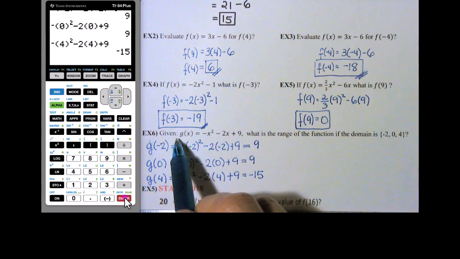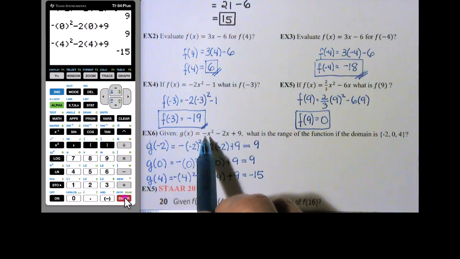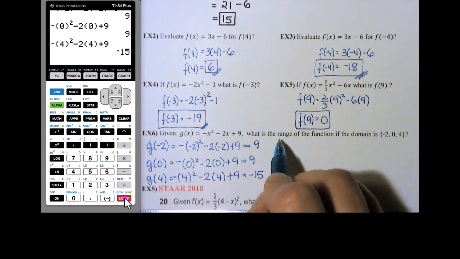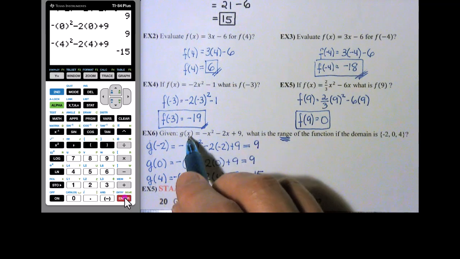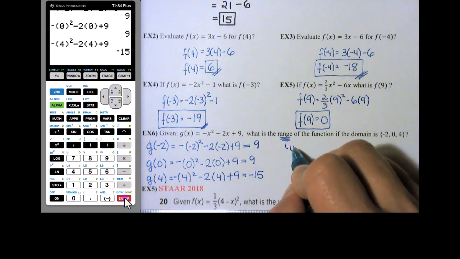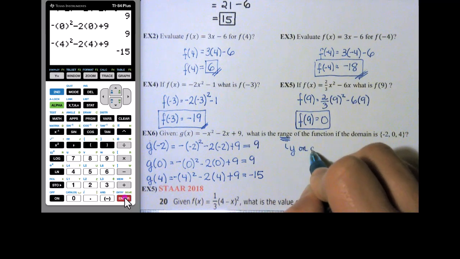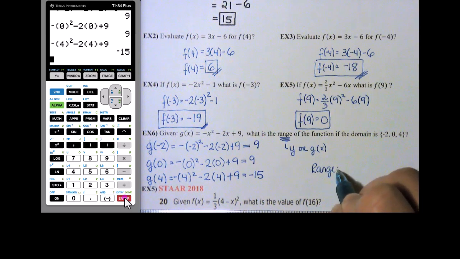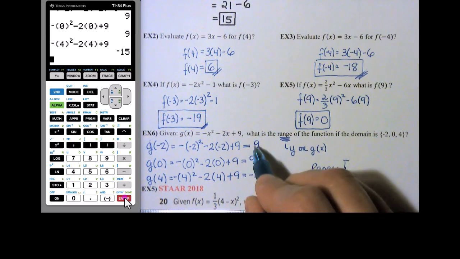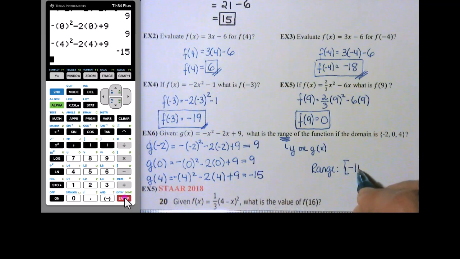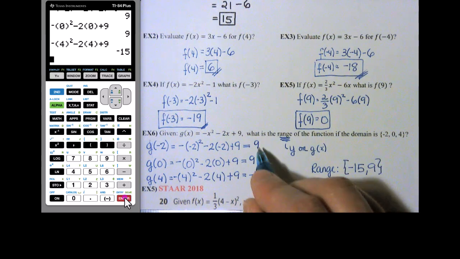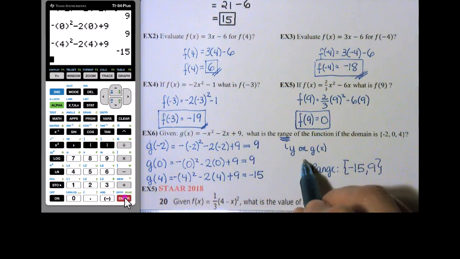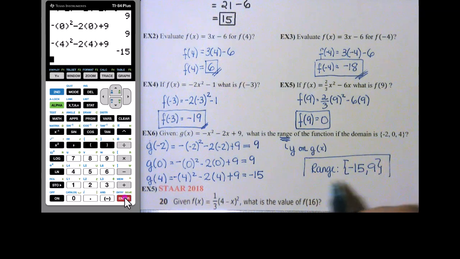So if you notice, the question was, given this function g of x, what is the range? What is the value of g of x? What's the value of y? Remember, y or g of x. So we found out that the range is, well, the smallest number is -15, and the biggest number is 9. And remember, we don't have to repeat the 9 if the number repeats, so that's going to be my range.